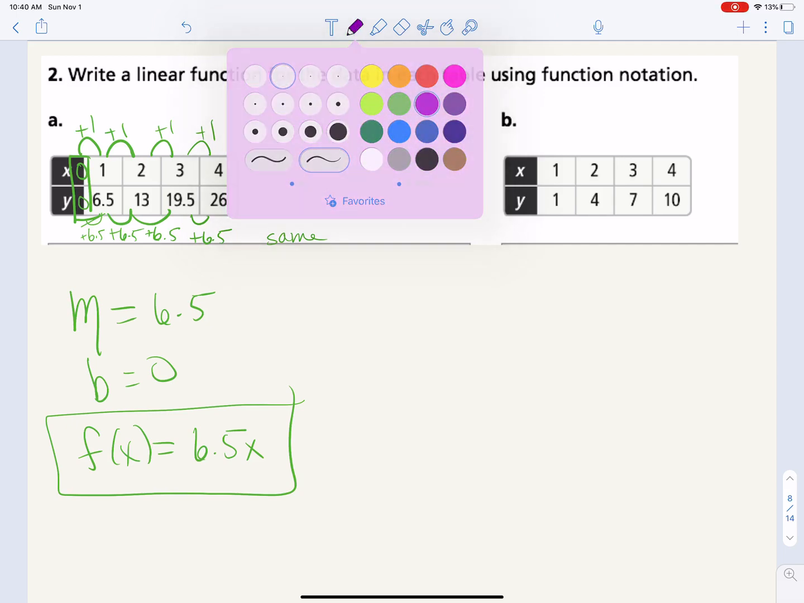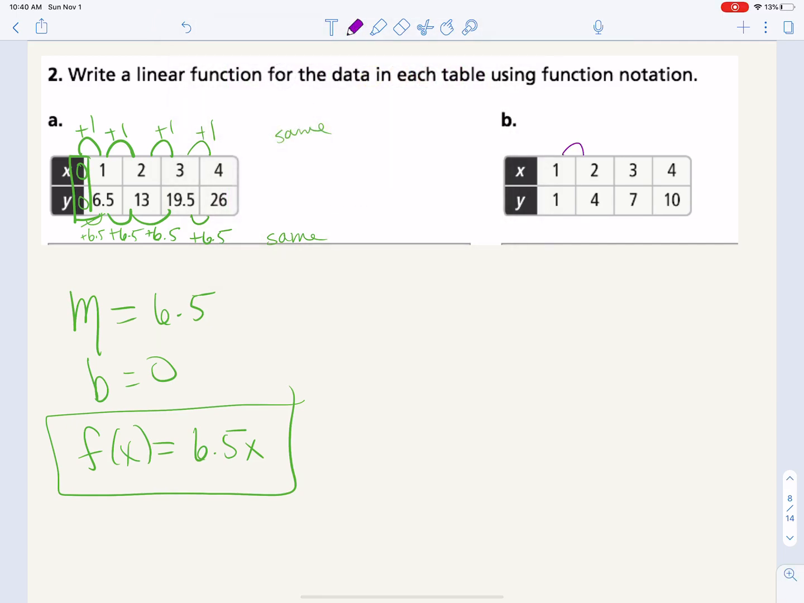Okay, so for B, make sure you're increasing by 1s on the x value. That's important. And then go ahead and find your rate on the y values. So I'm increasing by 3 in the y's. So my slope, my rate is 3.